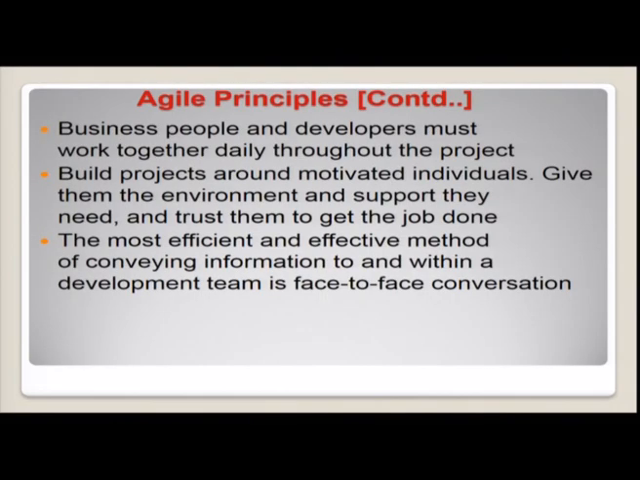So business people and developers must work together daily throughout the project. Then the fifth principle denotes: build projects around motivated individuals. Give them the environment and support they need and trust them to get the job done. As I said, when a person is part of this Agile team, he should be dynamic, energetic, enthusiastic, and motivated enough so that he is interactive, communicative, and collaborative. Then only can he shine well with respect to an Agile model. So that denotes this fifth principle.